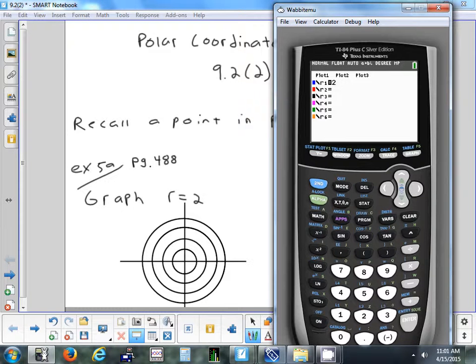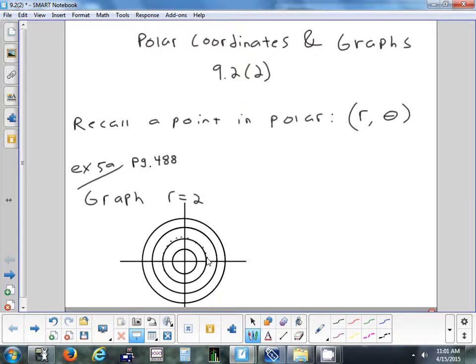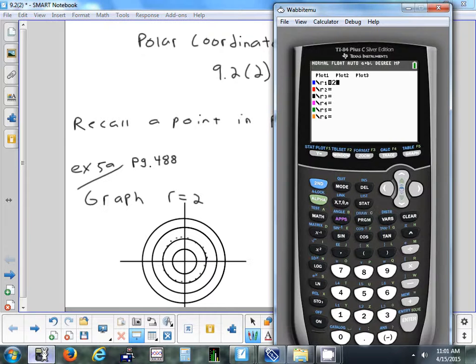So you're going to get points basically like that. And that's exactly how the calculator is going to graph it. It's going to graph a bunch of points, and it's going to connect them, just like it did in parametric mode. So when you graph it, let's go zoom 6.